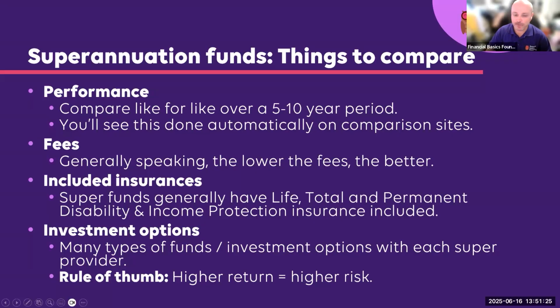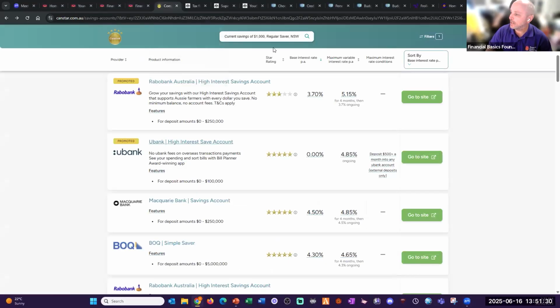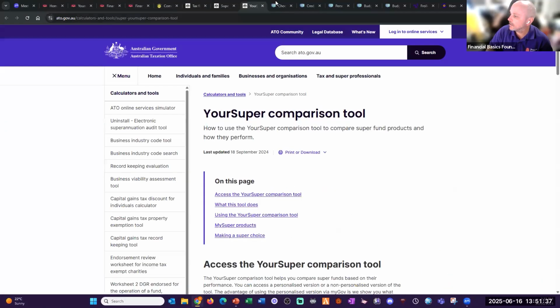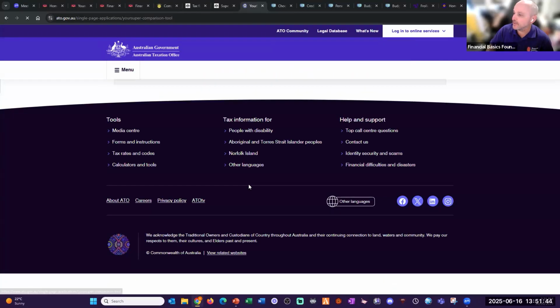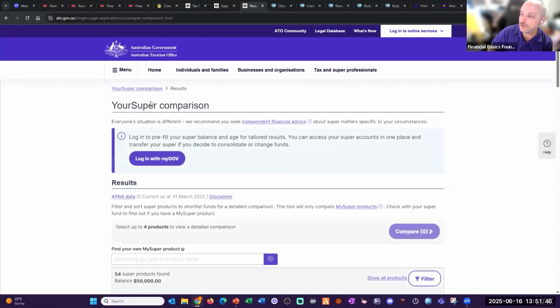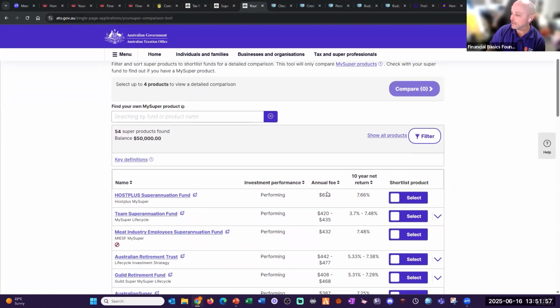Again, there are a number of websites that you can look at for this. CanStar does have a superannuation one as well, but the one that I generally suggest to people, and I'm just looking for where that is here. So the ATO has a thing called the Use Your Super comparison tool. It's a really simple looking version of what I showed you with what CanStar has. No one pays to be here. It just lists all of the superannuation funds in Australia.